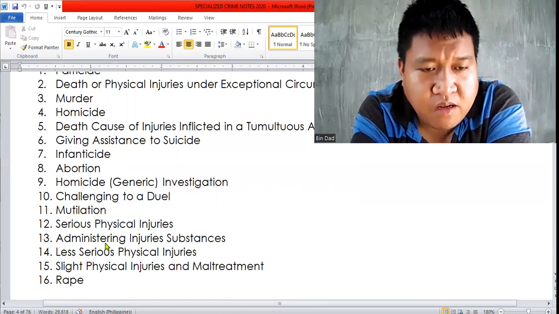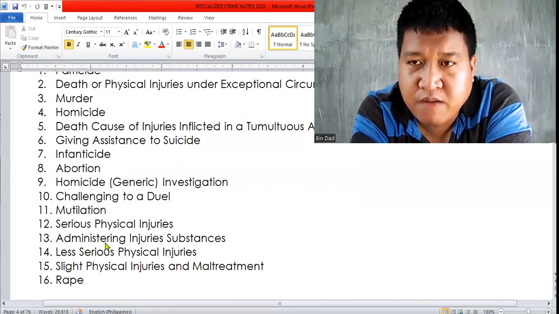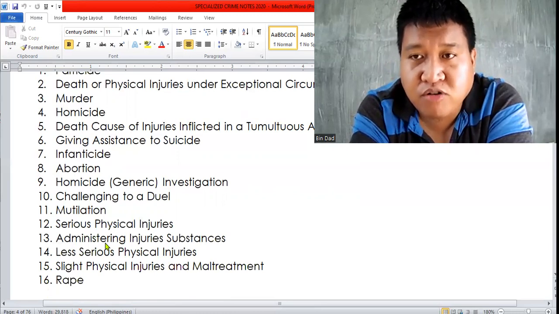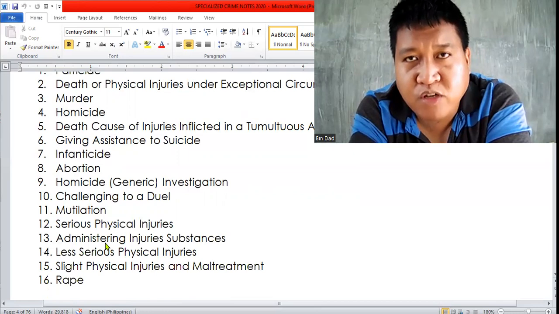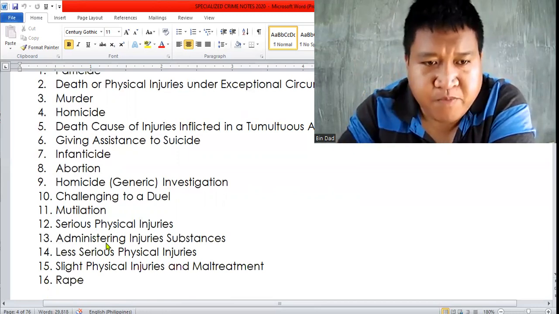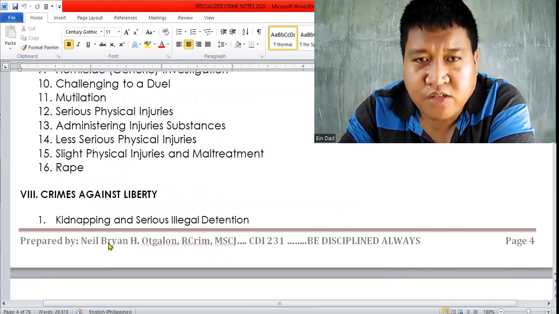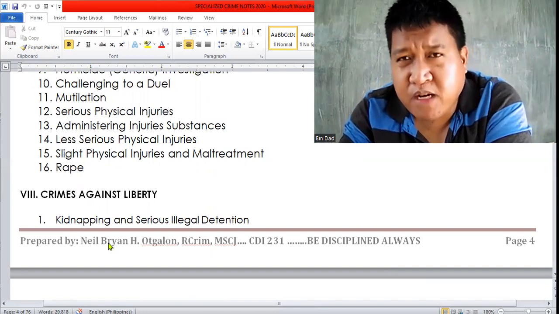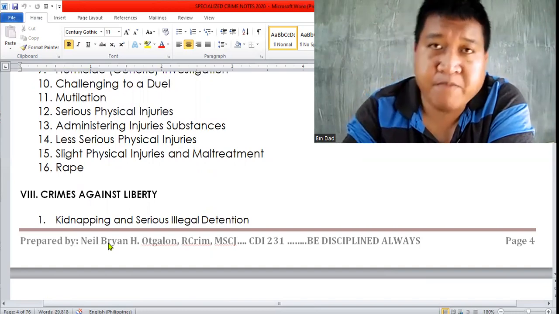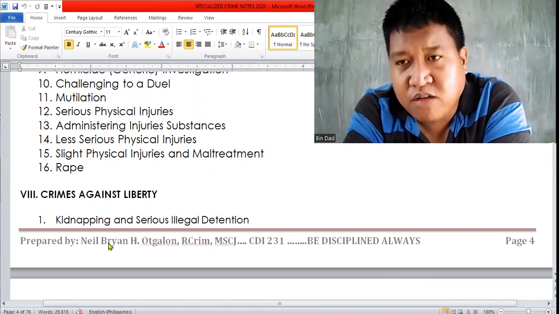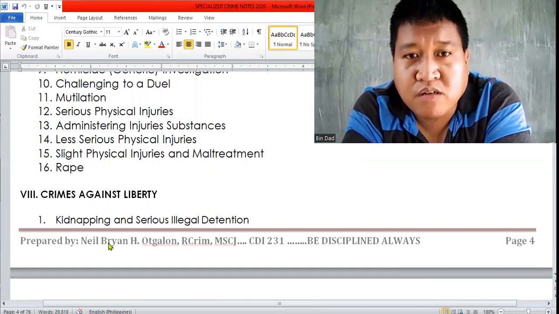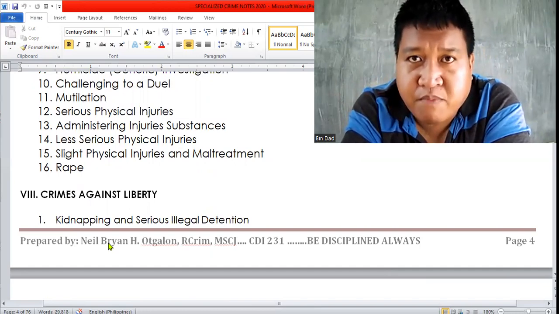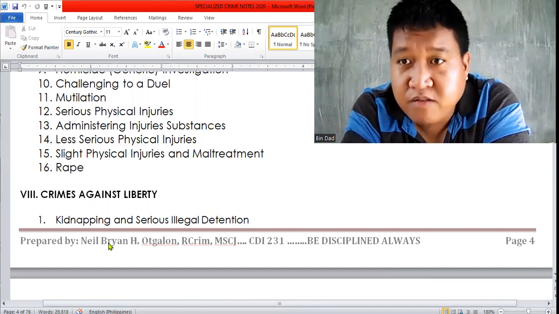Okay, then as you see, rape is considered a crime against person. Before kasi, rape is considered a crime against chastity. But because of Republic Act Number 8353, rape was reclassified as a crime against person. So do not forget that. And there is a new law today, amending Republic Act number 8353, that is Republic Act number 11648, that is the latest amendment of RA 8353, the anti-rape law. No, you can read that also.